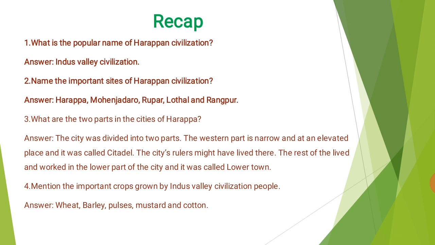The city was divided into two parts. The western part is narrow and an elevated place and it was called the citadel. The city's rulers might have lived there. The rest of the people lived and worked in the lower part of the town. It was called the lower town. And the crops grown by them were wheat, barley, pulses, mustard and cotton.